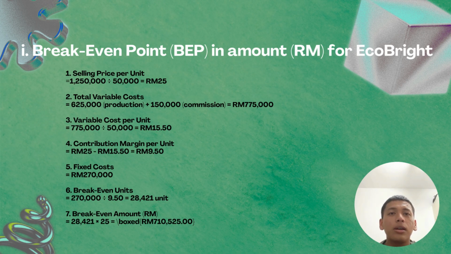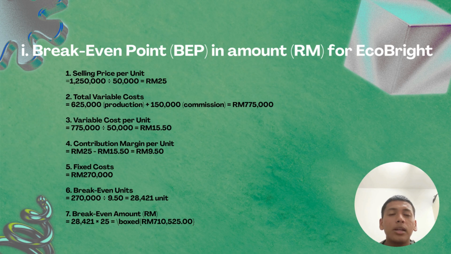Second, we calculate the total variable cost. There are two components. First, production cost 625,000 ringgit. Second, sales commission 150,000 ringgit. So total variable cost is 625,000 plus 150,000 equals 775,000 ringgit. Third, we find the variable cost per unit, that is 775,000 divided by 50,000 equals 15 ringgit 50 cent per unit.